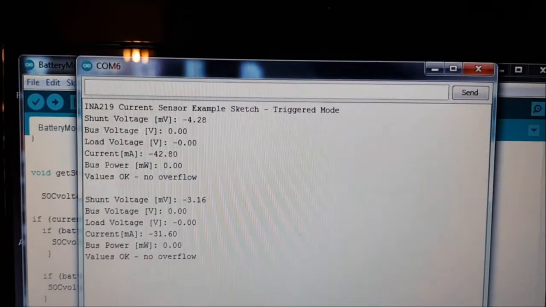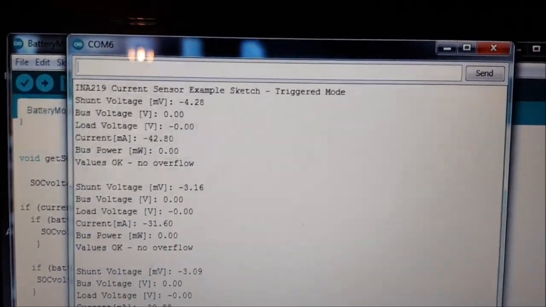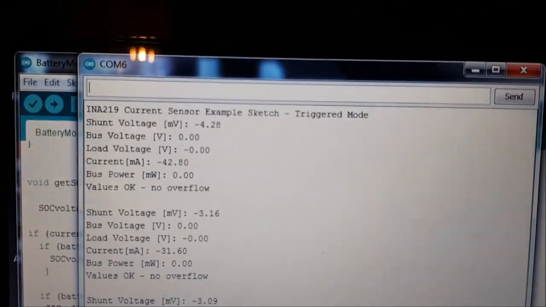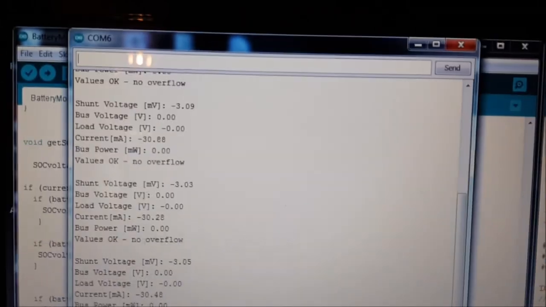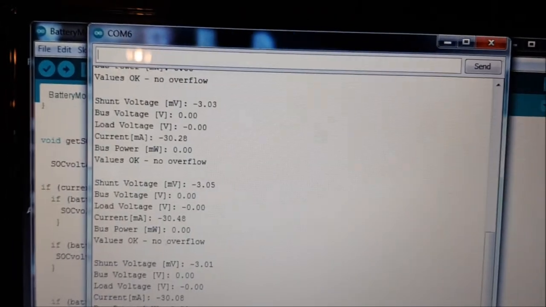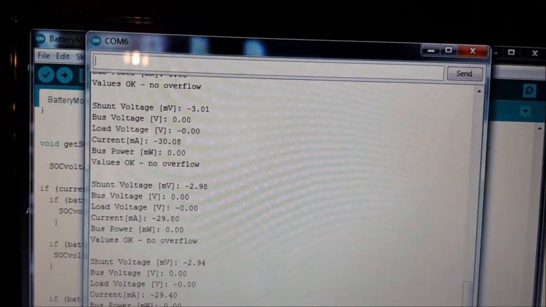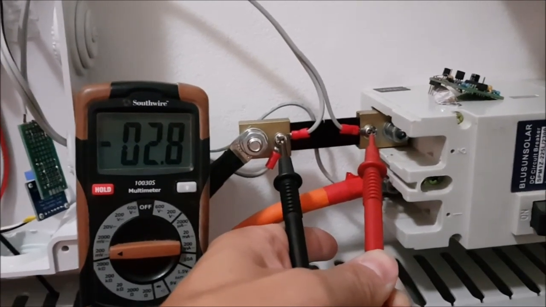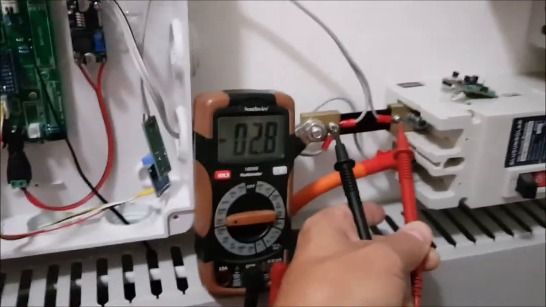Because we are reading on the low side, we don't have bus voltage and load voltage, of course, but we have our shunt voltage. So you can see this is millivolts, 3 millivolts minus. Minus means the battery is charging. So this is working as well. So here you can see the shunt sensor was reading slightly below 3 volts, and the multimeter also says 2.8 now.